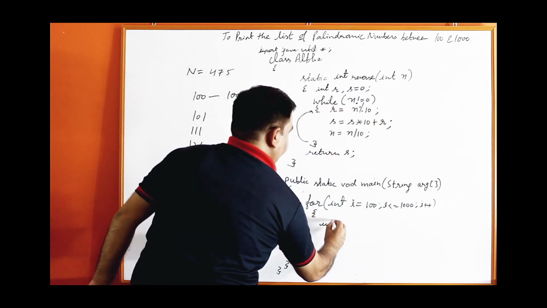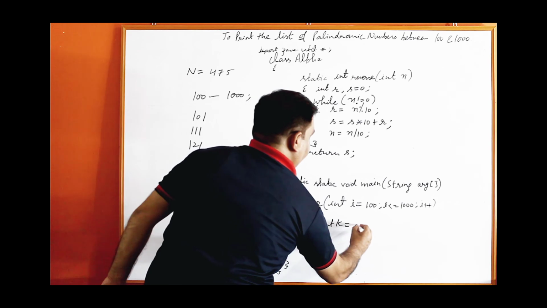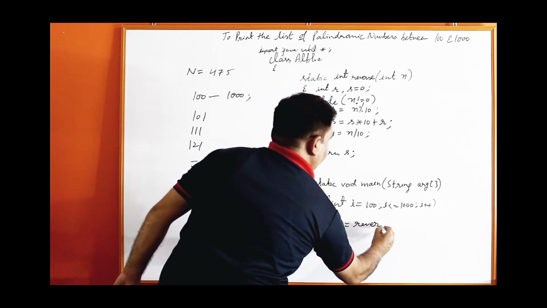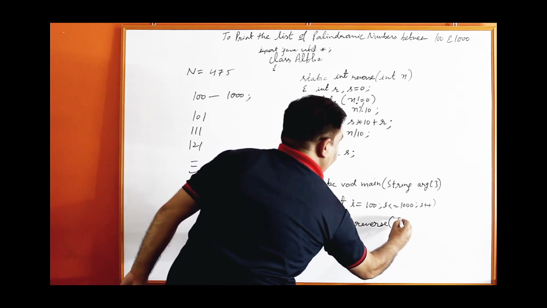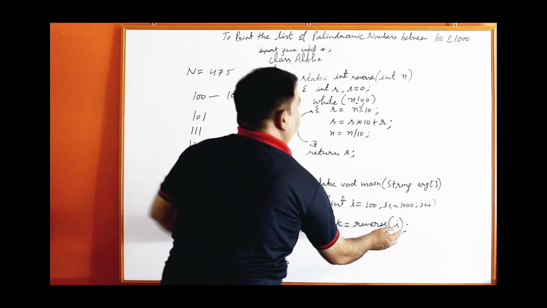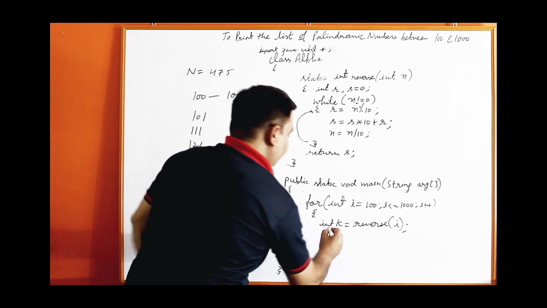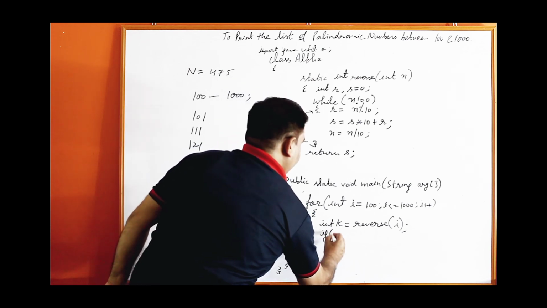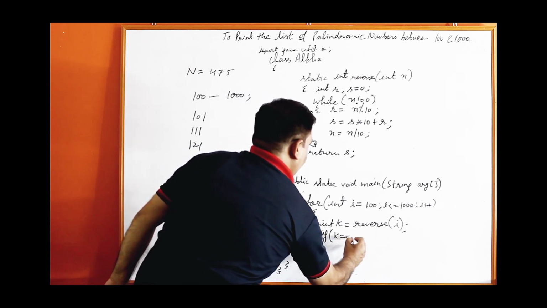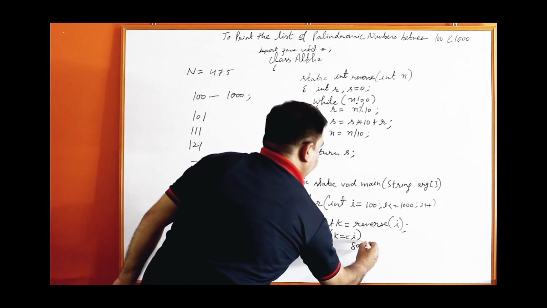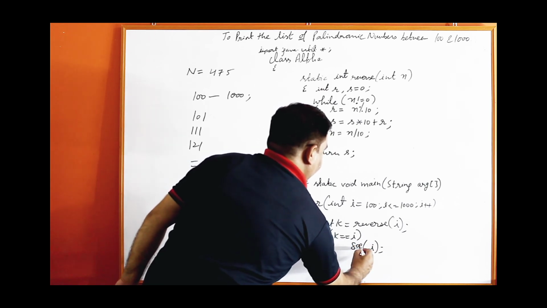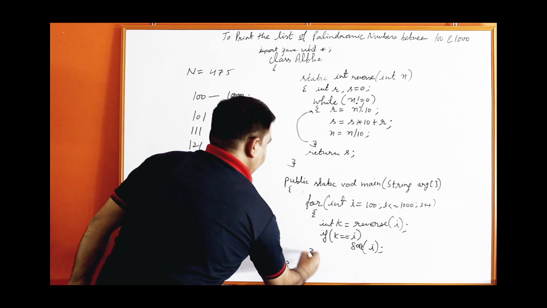You can declare the variable here, int k, call the function reverse by passing i. I will pass to n, it will return the reversed value which will be stored in k. You have to just compare if k equal to i and print either k or i, println k or i, and close the loop.